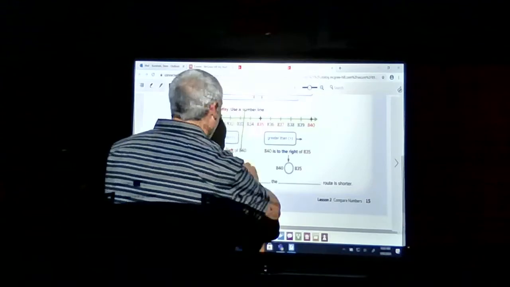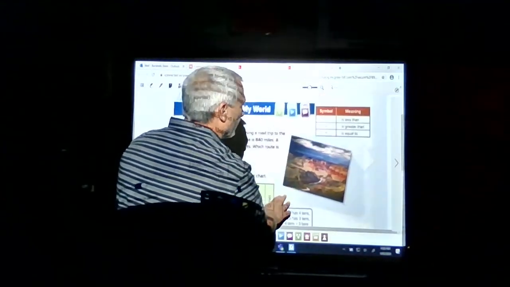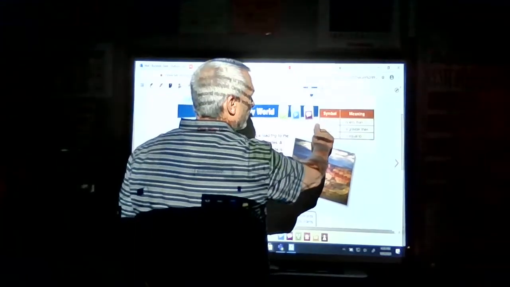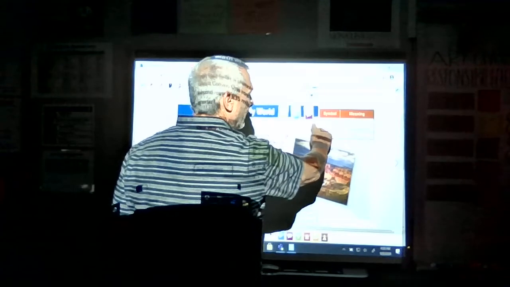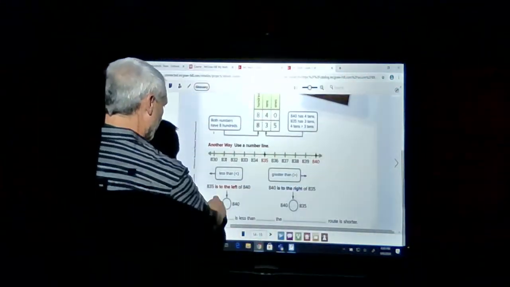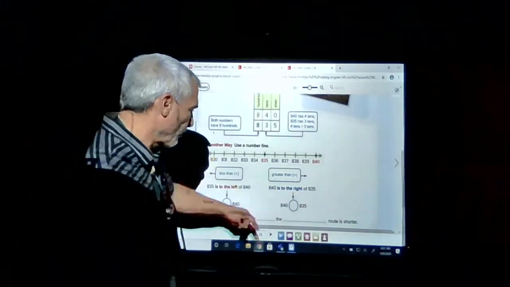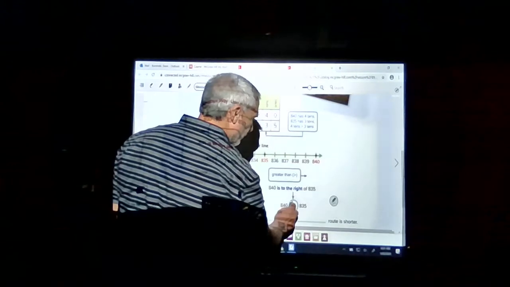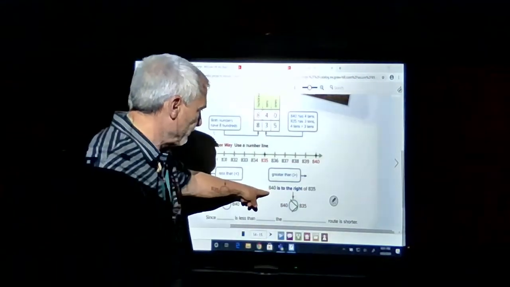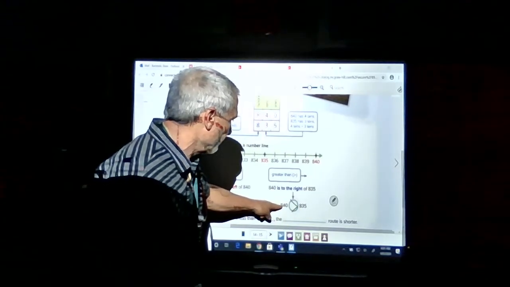I'm going to erase that. I was trying to slide the chart down. 835 is less than 840. Right here. And 840 must be greater, and that would point to the right. So we say this, 840 is to the right because it's greater. 840 is greater than 835.